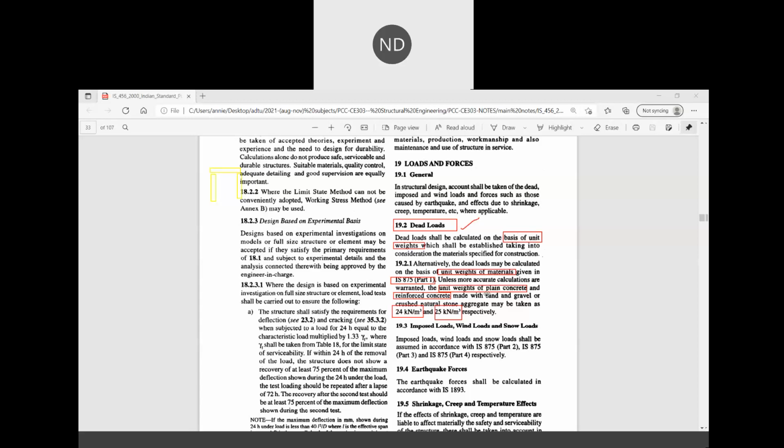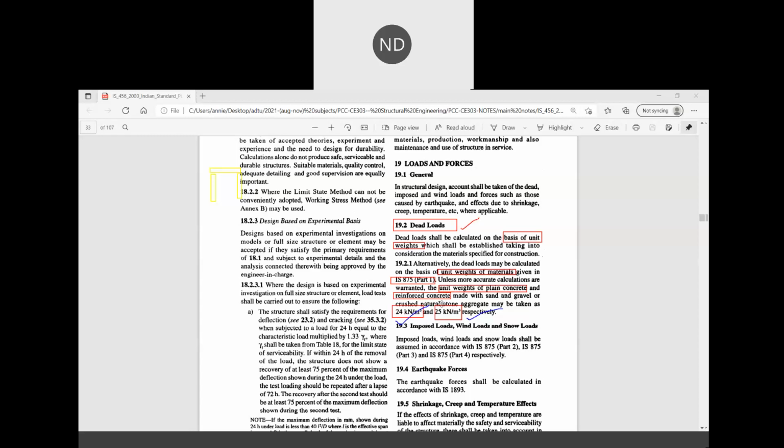So what is the unit weight? Your unit weight for the plain concrete is always 24 kilonewton per meter cube. Stick this in your mind. And the unit weight of the reinforced concrete is 25 kilonewton per meter cube. Okay, this is very basic and the most important thing you need to know.